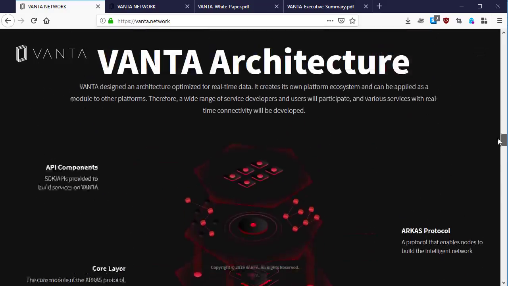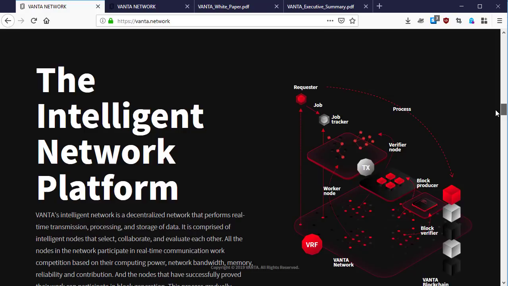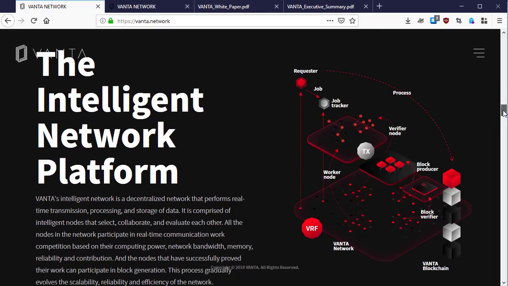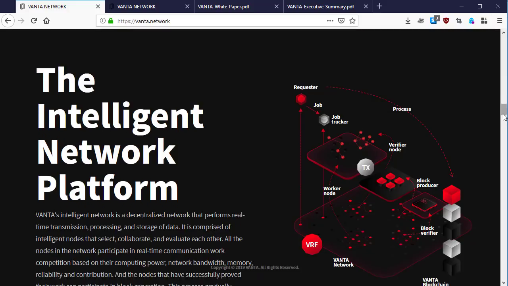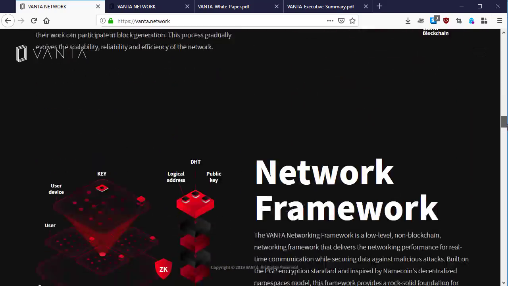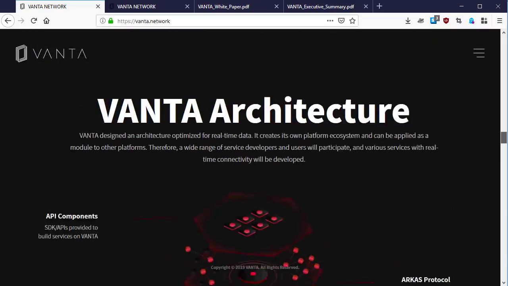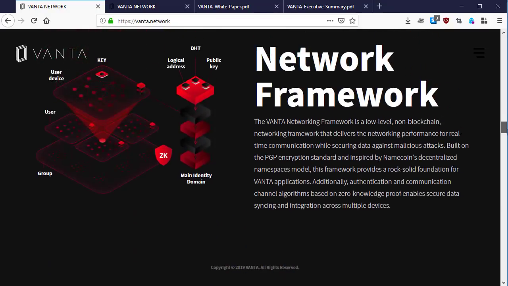It looks very promising for now, and we hope to see the network really work very well. I don't think there is any network out there that looks like this one, and they have done a great job creating this kind of network, which is the first one we have seen. This is the first PoN network that I've seen actually. Based on what they have said, from the intelligent network platform to the network framework to the architecture level, it looks very promising and legit, and we have to see the network go live from testnet to mainnet.